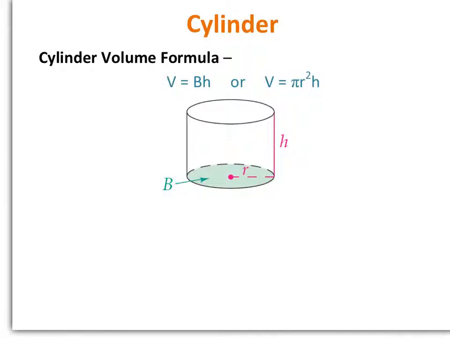Cylinder volume formula, volume equals capital B times H, or volume equals pi r squared H. Remember, H is our height, R is our radius, and capital B is the area of the base. And our base here is a circle.